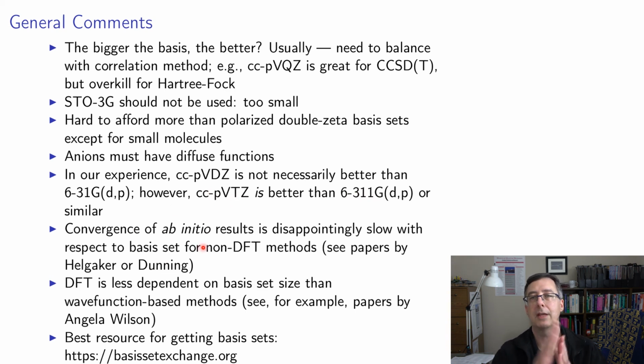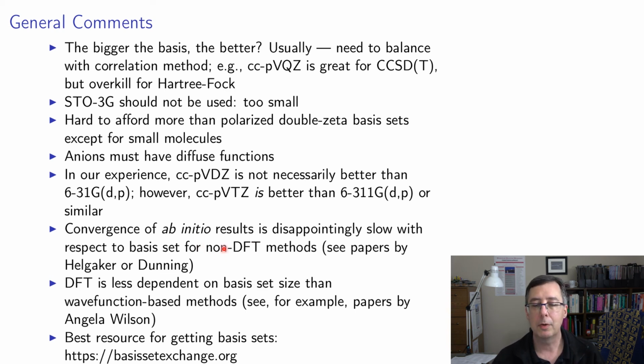Sometimes your convergence can be disappointingly slow. I showed you a couple examples where it looks like once you're in triple zeta, you're pretty darn good, and that often is true, but depending on the property, sometimes triple zeta doesn't quite get there, and then you have to go to quadruple zeta. That can be painfully expensive for the calculation, so it depends on what you're doing.